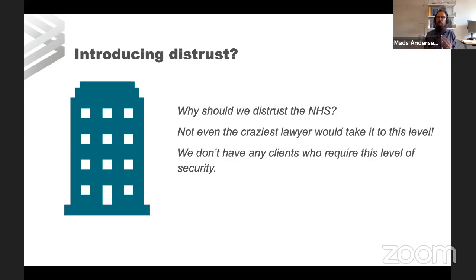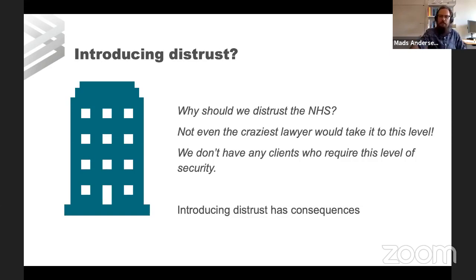People said something like, why should we distrust the NHS, the health system in the UK? We also had somebody say not even the craziest lawyer would take it to this level, needing the guarantees that we could get by implementing an MPC system. And also somebody who said we don't have any clients who require this level of security. So introducing distrust can really have some consequences on trust, and it can sound a little bit counterintuitive, but this is really how people deal with trust.